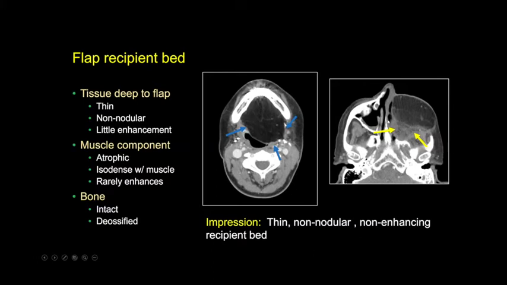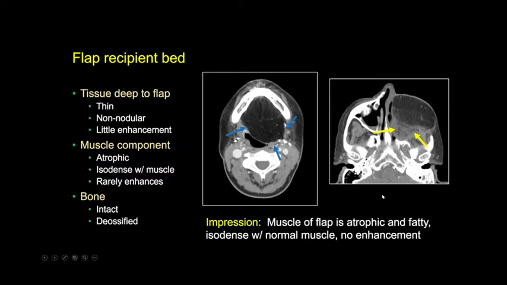So what we see here, we would dictate this as both a fatty and a muscular flap. The fatty component is clean with no induration. The muscular component is relatively atrophic. It's isodense to muscle, and there's no abnormal enhancement. And that would be a good way to dictate this benign appearance to this post-treatment scan.